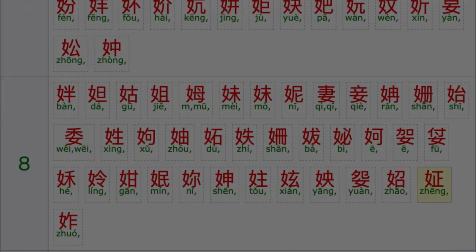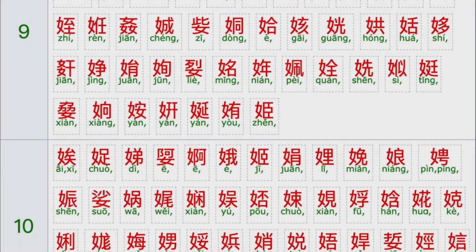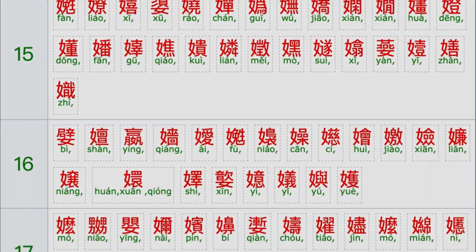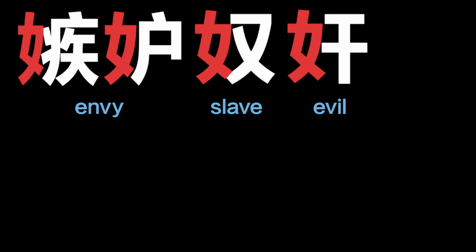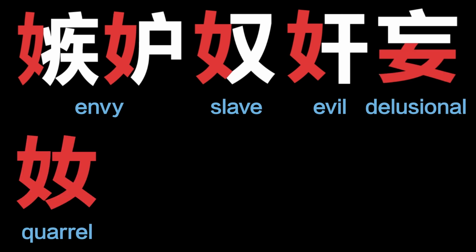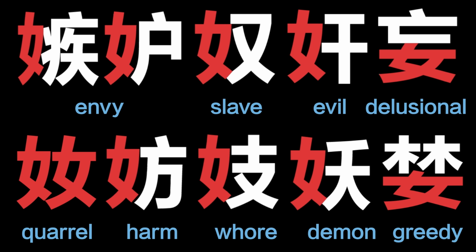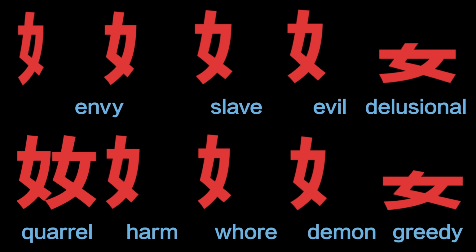I realized from a very young age that there is something wrong with the female radical and the absence of the male radical. So I looked into an online dictionary which listed all the Chinese characters with the female radical. I wanted to see what they are and why they are, and here comes the problematic part. A lot of words such as envy, slave, evil, delusional, quarrel, harm, whore, demon, greedy, all have the female radical. If you get rid of the phonetic component, all you see here is the semantic indicator, which is Chinese women. This is how Chinese women are perceived by this language.